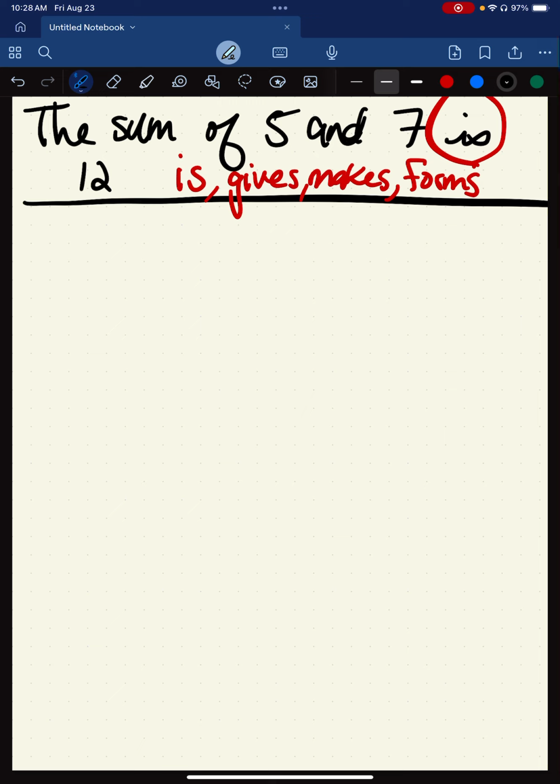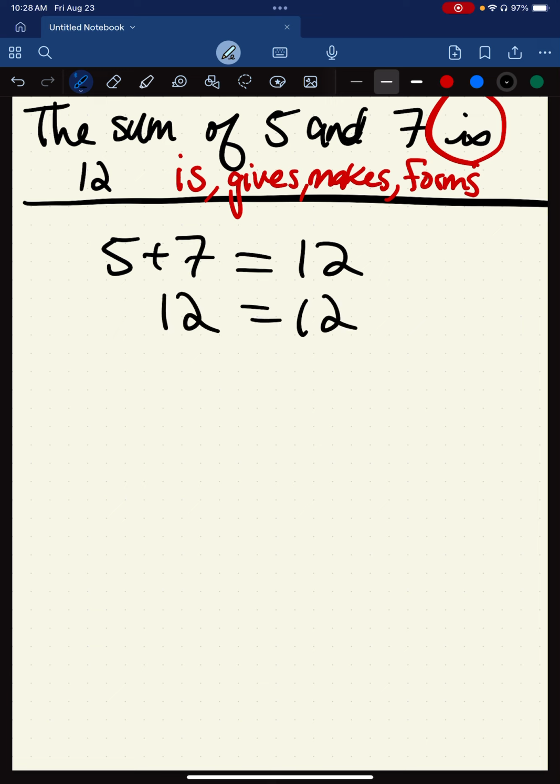So the sum of 5 and 7, that means addition. Sum is addition. So the sum of 5 and 7, 5 plus 7, equals 12. And that is a true statement.